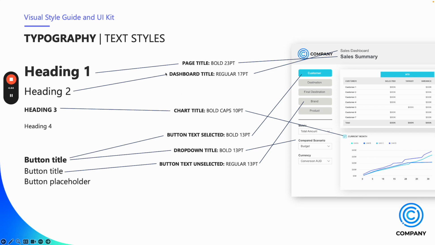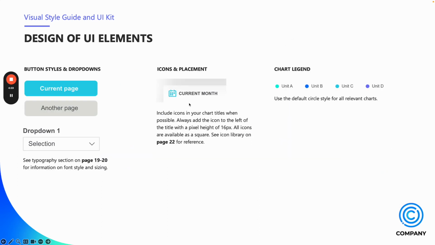And as you can see here, it can be good to include a little bit more in-depth information on things like point size and also show an example of how each of these type styles are applied to your dashboards.